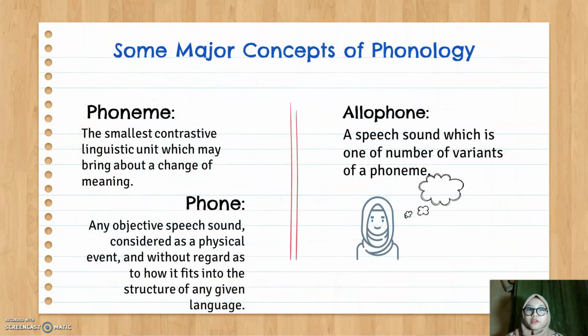Some major concepts of phonology. Phoneme is the smallest contrastive linguistic unit which might bring about a change of meaning. Phone is any objective speech sound considered as a physical event and without regard to how it fits into the structure of any given language. And allophone is a speech sound which is one of a number of variants of a phoneme.